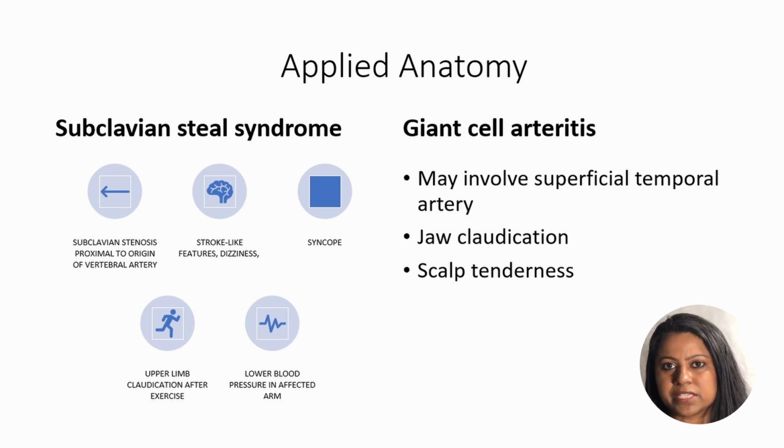Some patients may present with claudication of the upper limb. It is typically precipitated by upper extremity exercise. Other features include lower blood pressure in the affected arm and weak or absent pulses. A bruit may be heard in some cases in the supraclavicular fossa.